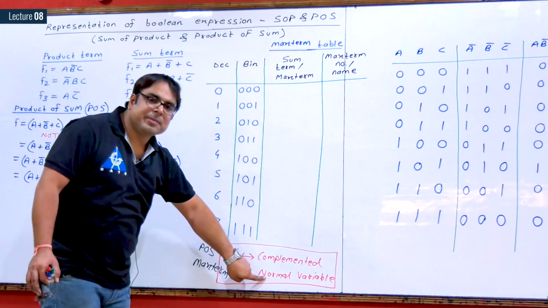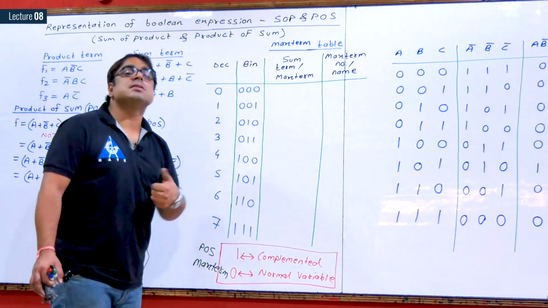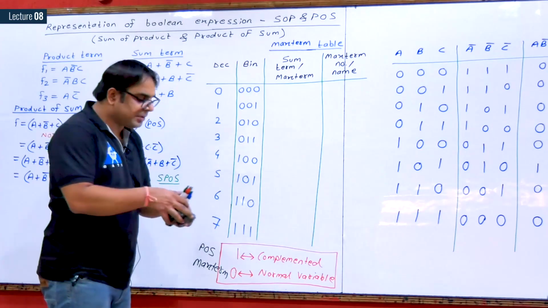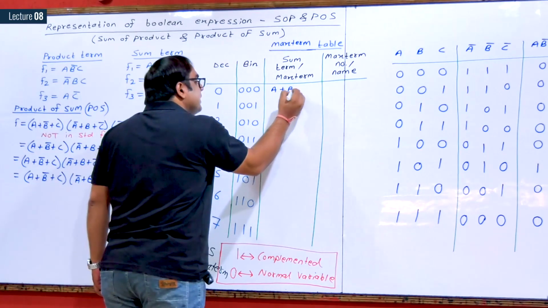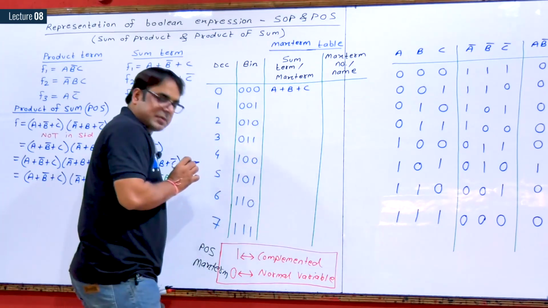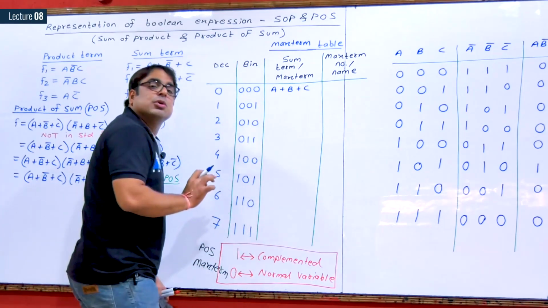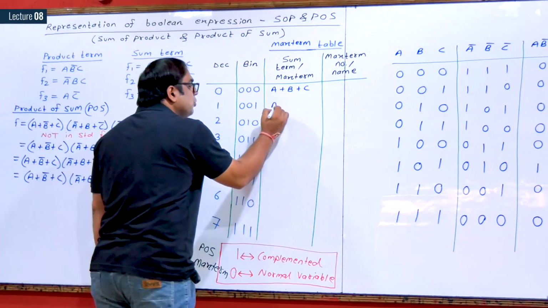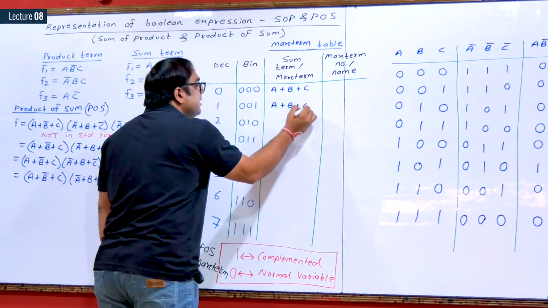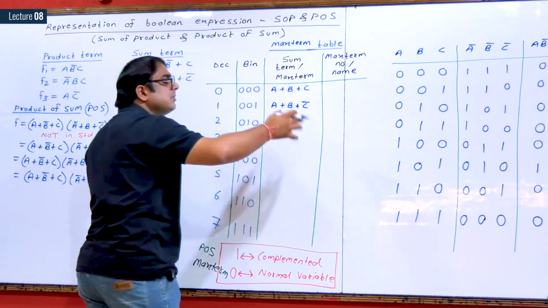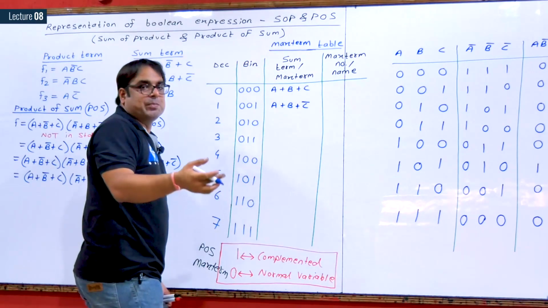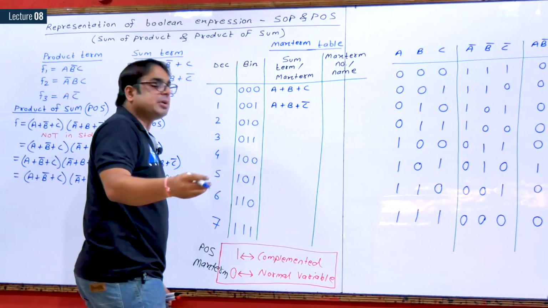0 means normal and max term means sum term. It means it will be A plus B plus C. 1 will correspond to complement. So A plus B plus C complement, and a max term is a sum term. So I am writing in the form of a sum. Individual max term is a sum term.